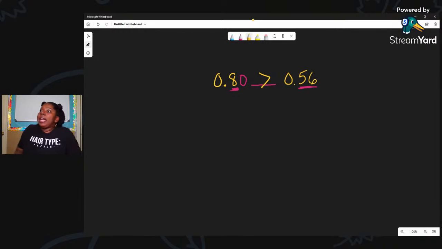Okay. So 80 is bigger. So 80 is greater than 56. All right. Let's do another one. They're asking how many times greater, not which one is greater. You have to divide the 2.